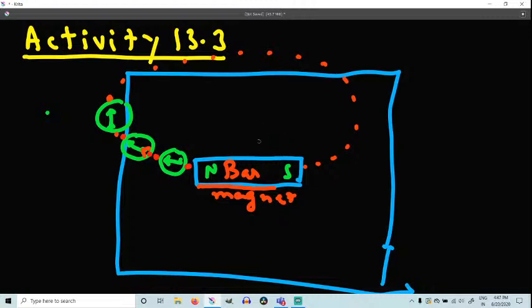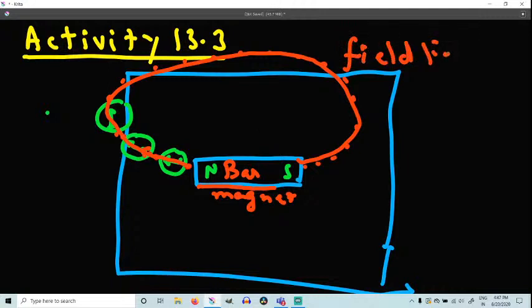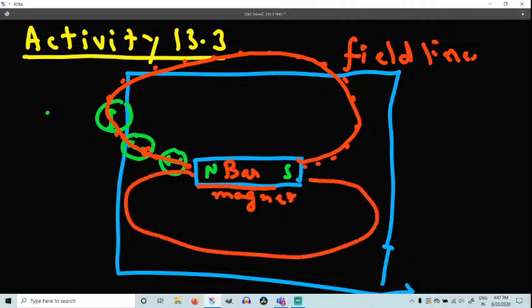Okay, now we join these points. So we join these points like this. And this gives us a field line. We can do this activity many times and obtain many field lines like this. Got it? So we repeat the above procedure and draw as many field lines as we can.